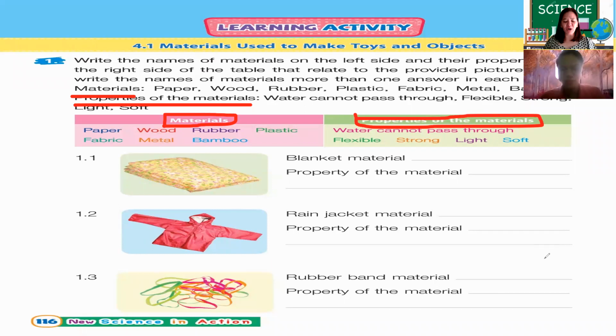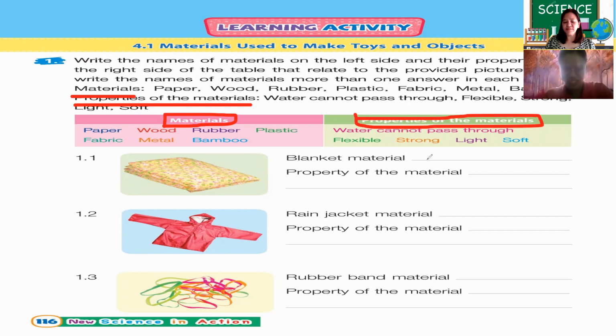Okay, so I hope you're done. So let's check your answer. Teacher Pep, ready? Okay, number 1 is blanket. What do you think the material used in blanket is? Can you answer? Everyone can answer.